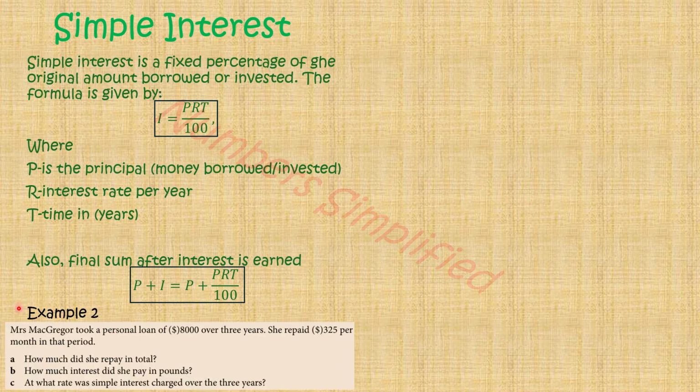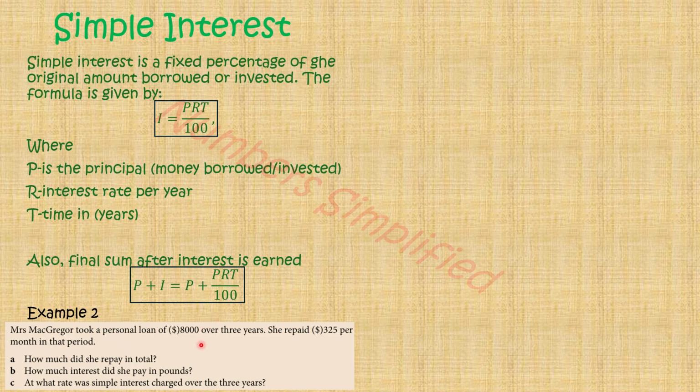Let's take a look at example 2. Right, so we have a personal loan that is $8,000 over 3 years and is meant to be repaid per month, paying out $325. So how much did she pay in total?